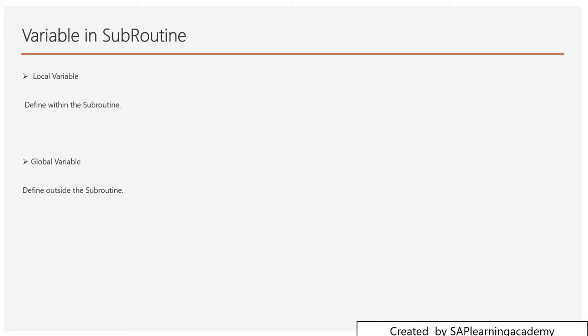Some more features: this local variable cannot be used outside the subroutine in which we have defined it. That's why we define it within the subroutine. But in the case of a global variable, you can access it outside the subroutine. That's why the lifetime of the global variable is until the end of the program. But for the local variable, the lifetime is until the end of the subroutine. So that's the main difference here.